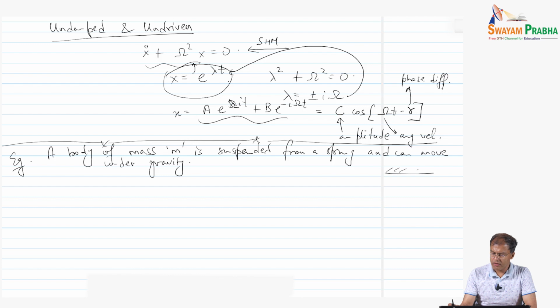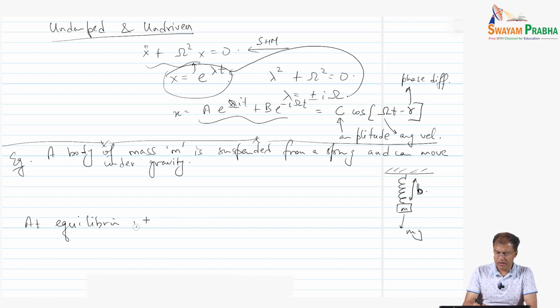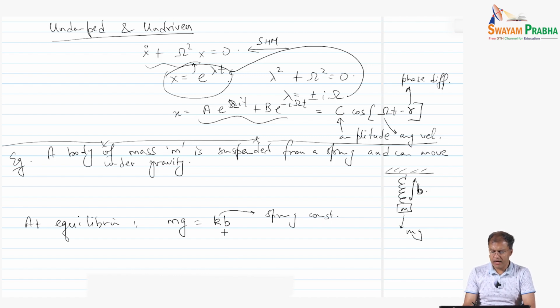What we have here is a body hanging by a spring, and due to the mass of the system, the body is going to stretch this spring by, let's say, a distance b. At equilibrium, or static, there is no motion. At equilibrium the force balance is mg equals k times b, where k is my spring constant. So from here I can quickly find the spring constant: k is mg over b, where b is the length stretched due to the weight of the object.